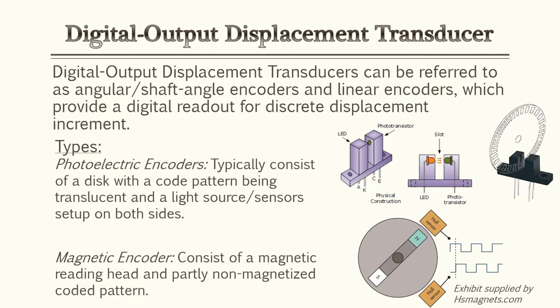Now with these encoders, there's usually two different types. There's photoelectric and magnetic. Photoelectric consists of a disc with a coded pattern, and then it has a sensor with a light source going through it. So as this pattern rotates, the light's going to appear to shut on and off, and the sensor is going to actually tell how the encoder is moving in which direction. Magnetic's very similar, however, it just consists of a magnetic reading head and a partly non-magnetic coded pattern. Again, they're both very similar, they just operate or have different components internally.